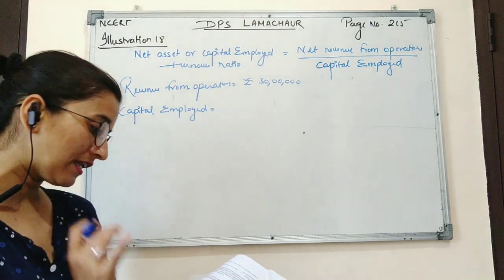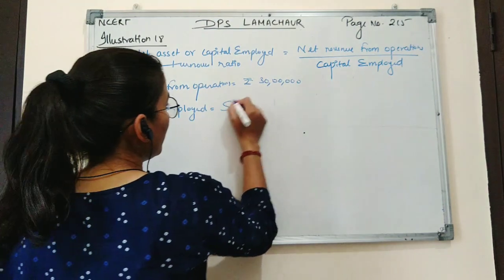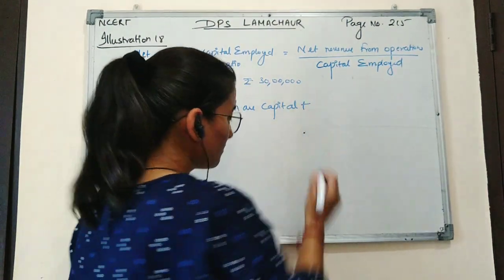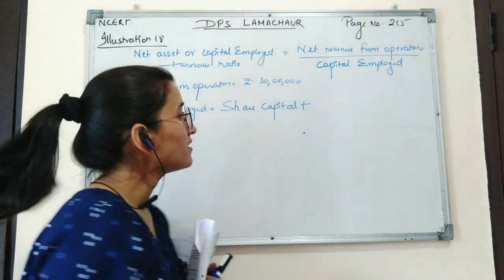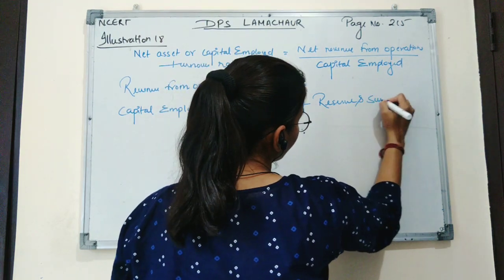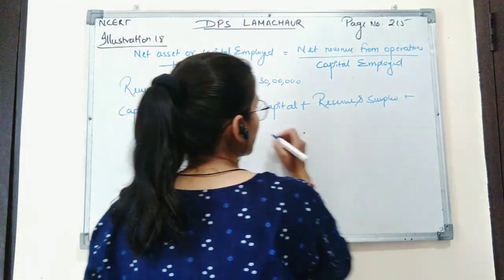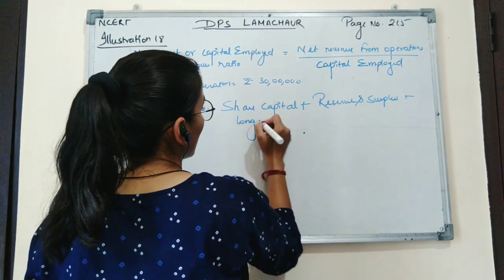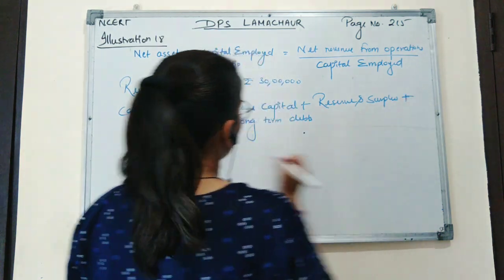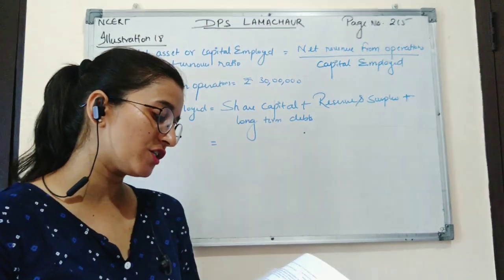So as we know, in capital, preference share capital and equity share capital are included. So share capital will be included in capital employed, plus reserves and surplus is also included in capital. So we will add reserves and surplus also. And long-term debts is also included in capital.